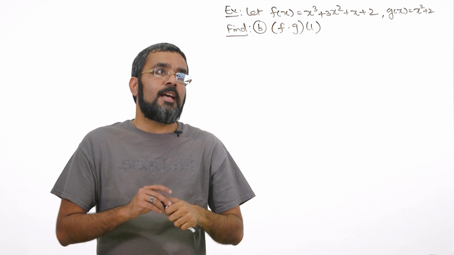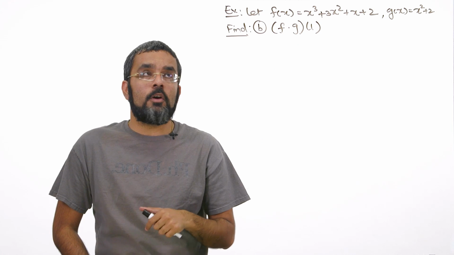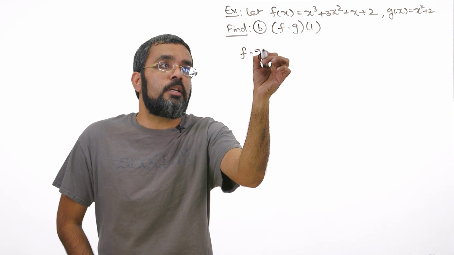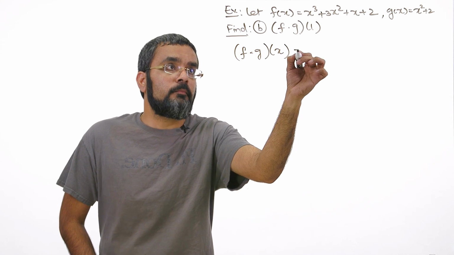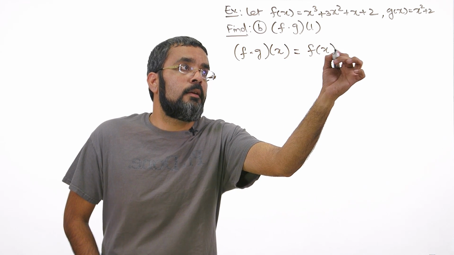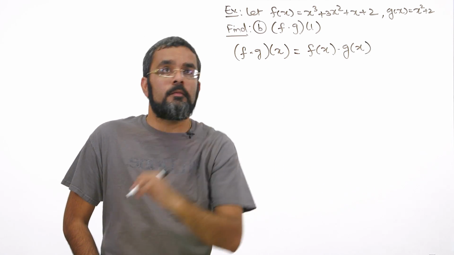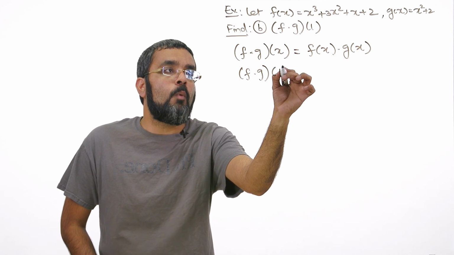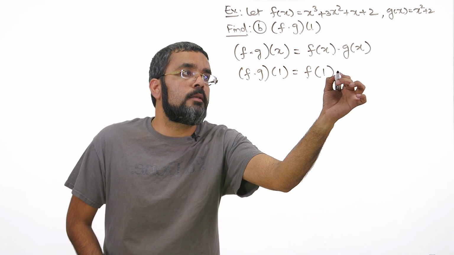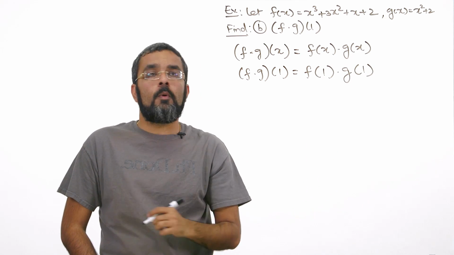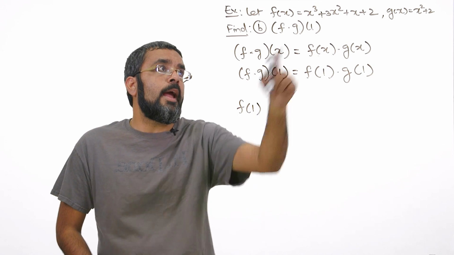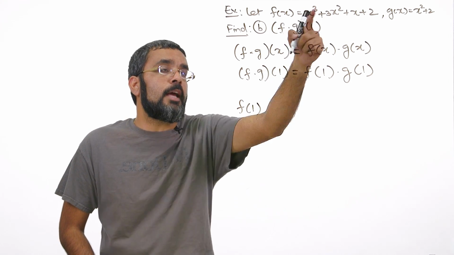So part B of this example is I want to find f times g, or the product of f and g. We know that f times g of x is f of x times g of x. So f times g of 1 is f of 1 times g of 1. So what is f of 1? Well, I'm going to take f(x) and then substitute x with 1.